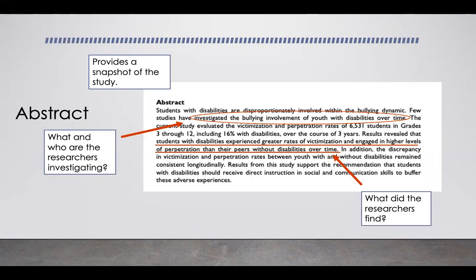The abstract section provides a snapshot of the study. The abstract answers the questions: what and who are the researchers investigating, and what did the researchers find?